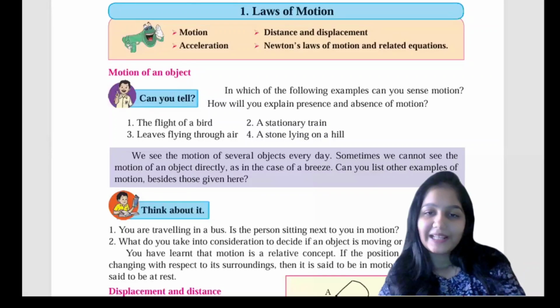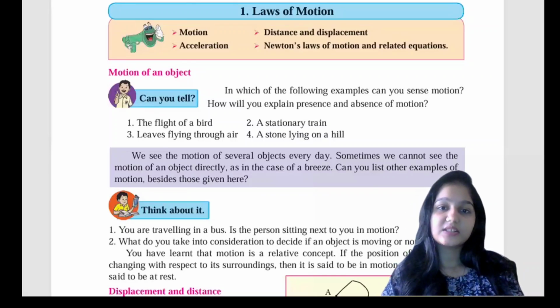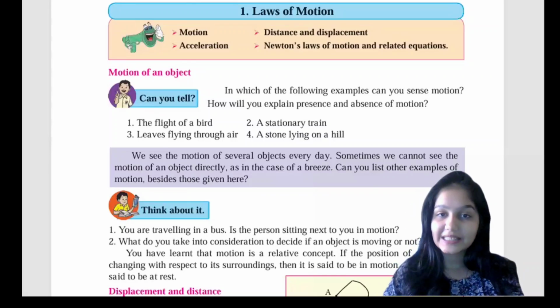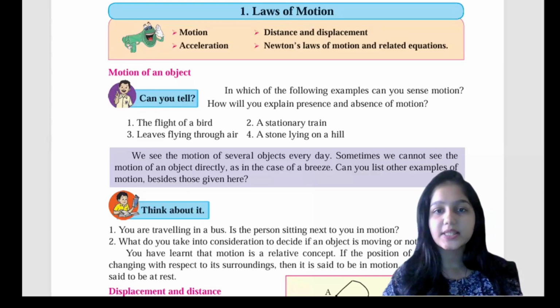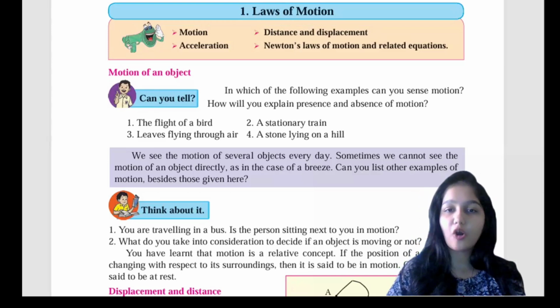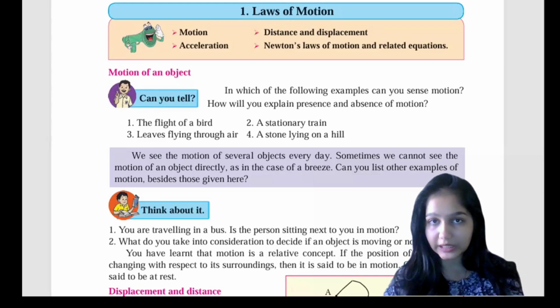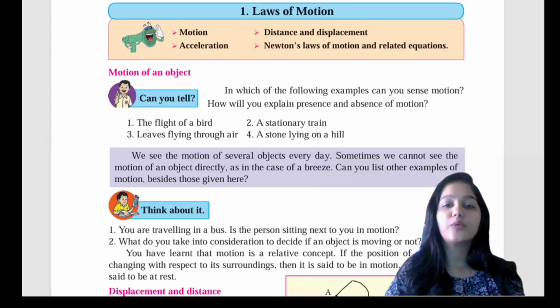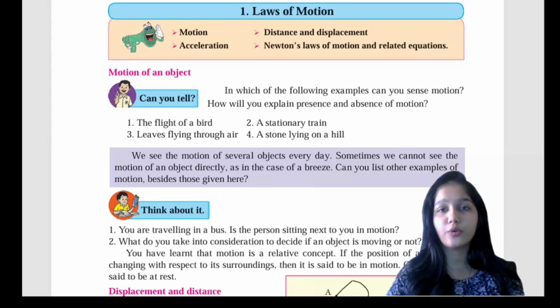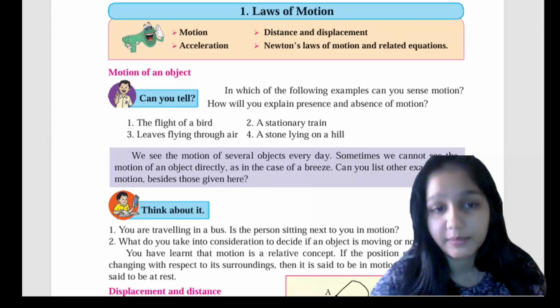Okay, so hello everybody. Let's start with the first chapter of class 9, but our second chapter. So let's start with it, that is laws of motion. We have already covered classification of plants. Now we are going on to the laws of motion, which is a very important chapter for your unit test as well as for your term 1 examination.